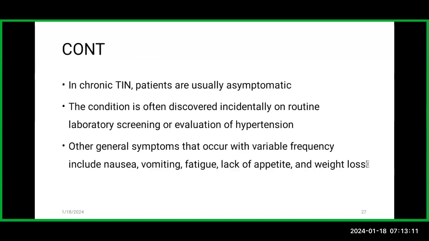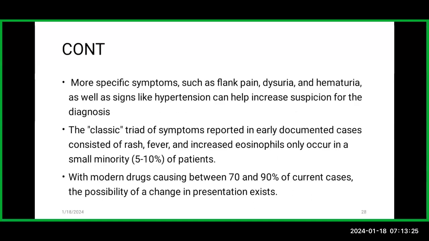In chronic TIN, patients are usually asymptomatic. The condition is often discovered incidentally on routine laboratory screening or evaluation of hypertension. Other general symptoms that occur with variable frequency include nausea, vomiting, fatigue, lack of appetite, and weight loss. Subsequently, the patient may present with features in keeping with end-stage renal disease. The patient may have flank pain, dysuria, hematuria. They may have hypertension, and it could be the most important pointer to the etiology.